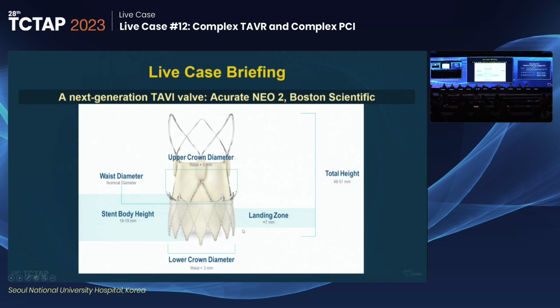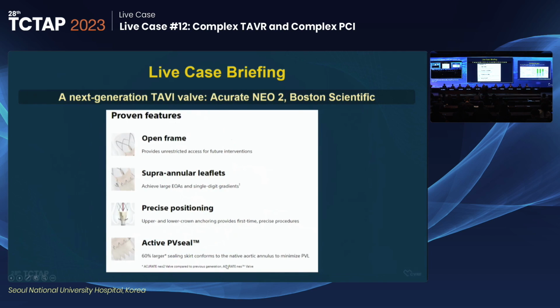The landing zone is shown as 7 millimeters. That is the center of the lower part of the valve, about 15 millimeters. Landing zone diameter is shown as the lower crown diameter. That is 3 millimeters bigger than the waist diameter. Waist diameter is the nominal diameter. In other words, for the Accurate Neo 25 millimeter valve, the actual lower crown diameter is 28 millimeters. Please remember, because it is very important to decide the ideal oversizing index.